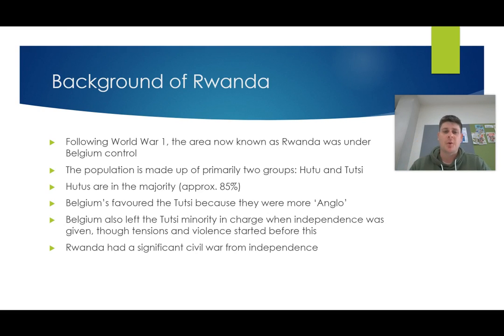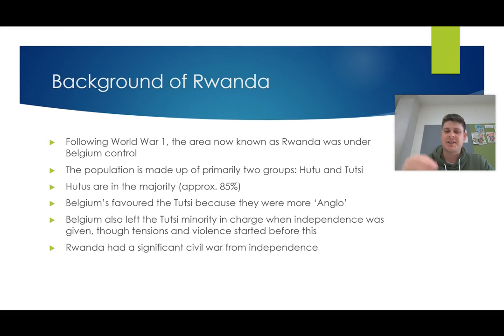So, a bit of background for Rwanda. Prior to World War One, so we're looking at prior to 1914, the area that is now known as Rwanda was actually under Belgium's control. There were two groups there: the Hutu and the Tutsi. The Hutu were the majority. They made up 85% of the population. So that means that the Tutsi were only 15%. That's important to keep in mind.